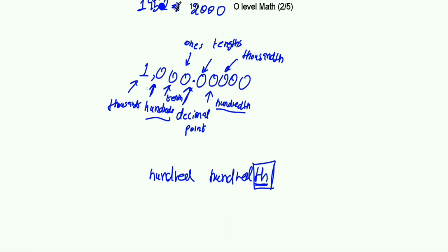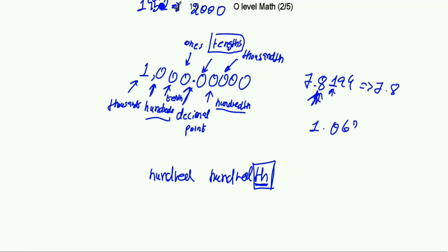Let's say that I have the number 7.8199 and I want to round it to the nearest tenth. I will look at the next digit, and it is less than 5, so it's going to be 7.8. Let's say I have the number 1.0621 and I have to round it to the nearest hundredth. I will look at the next digit and it's less than 5, so it's going to be 1.06. This is how you round it. This is what we call rounding.